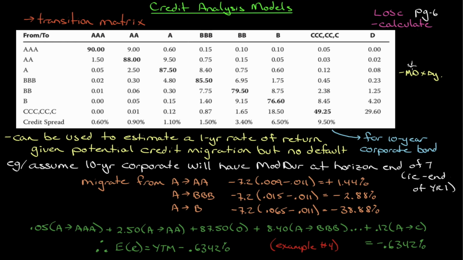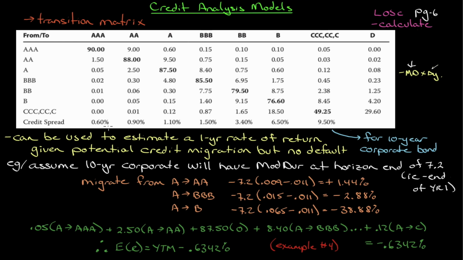So we need some value for modified duration. We're going to use a modified duration on a 10-year bond at the end of the first year. So here we are. Let's assume a 10-year corporate bond will have a modified duration at horizon end of 7.2. We're going to use 7.2 at the end of the first year. So there's the first one. Now we just need change in yield. How are we going to get that?